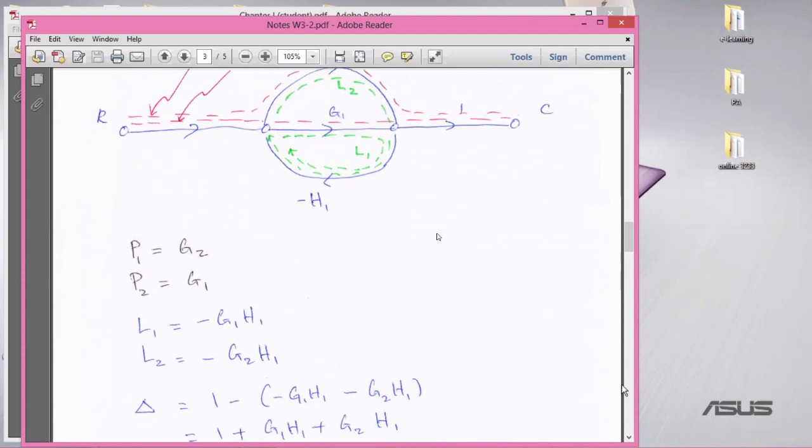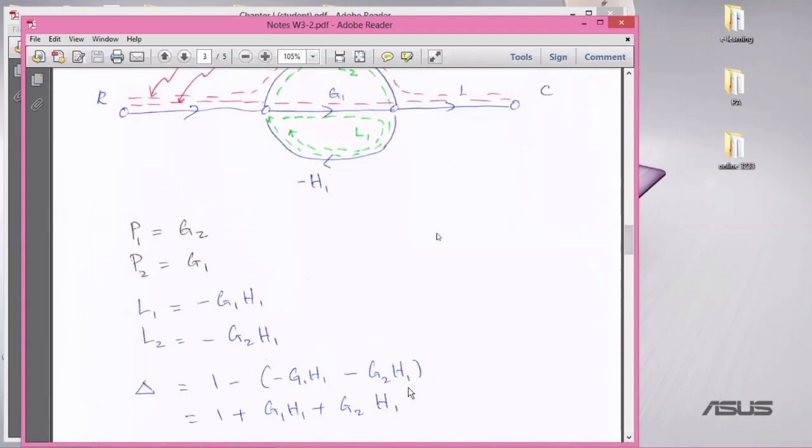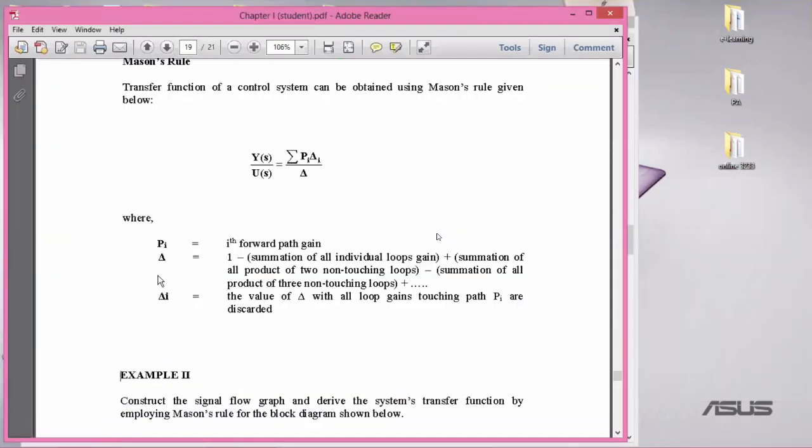So all we have is 1 minus the summation of all loop gains. So 1 minus (L1 plus L2). There's a minus, so everything is going to be plus. So delta is equal to 1 plus G1H1 plus G2H1. Since we have two P's, we're going to have two delta i's, delta 1 and delta 2.